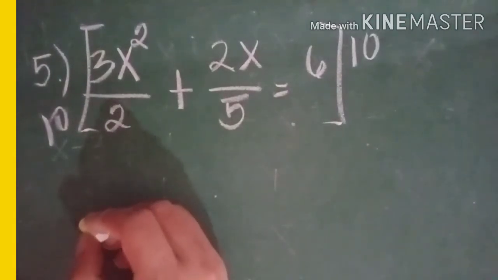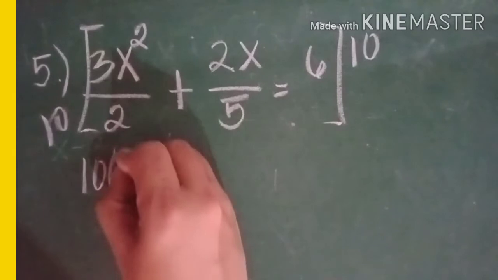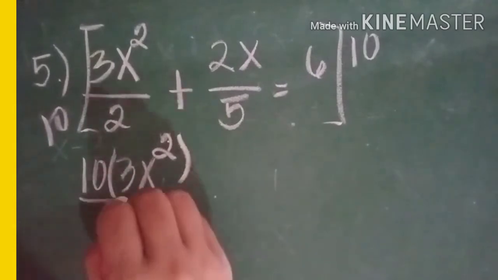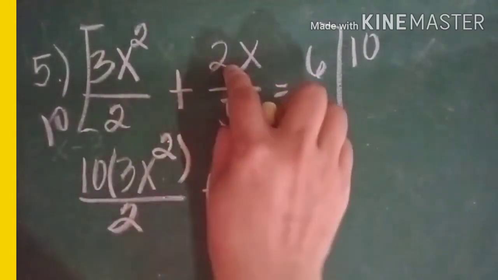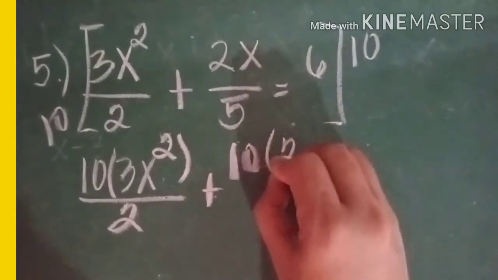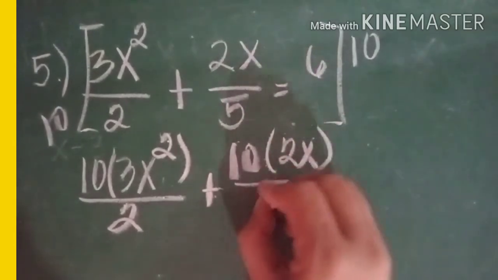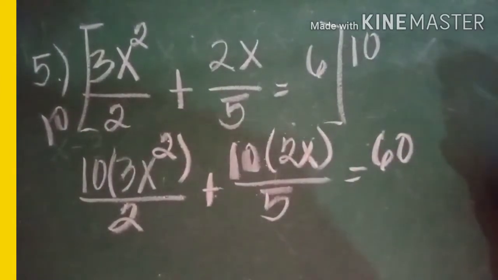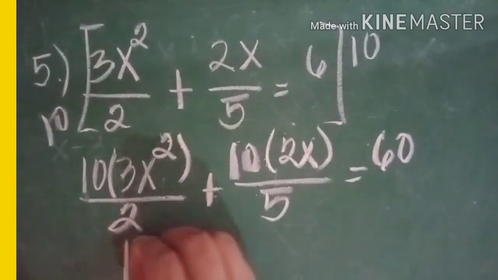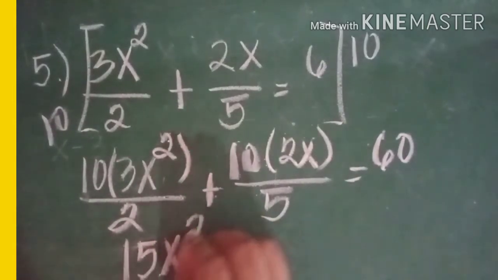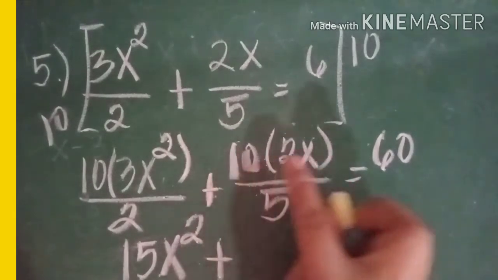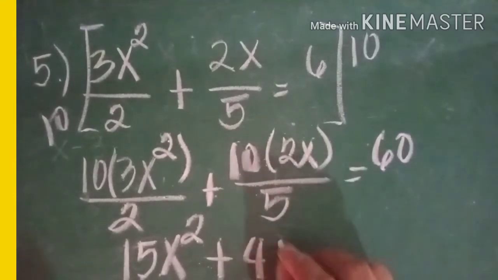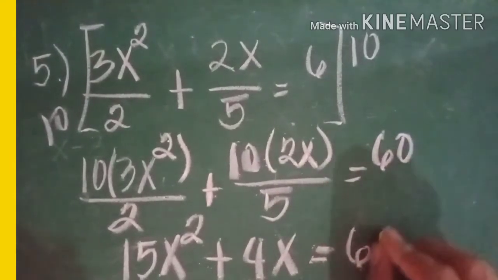Okay, so we multiply 10 times the numerator 3x squared over 2 plus 10 times the numerator 2x. So we have 10 times 2x over 5. The denominator 5 equals 6 times 10 is 60. Okay, next step. 10 times 3 is 30 divided by 2 is 15. So I have 15x squared. 10 times 2 is 20 divided by 5 equals 4. So, we have 4x equals 60.